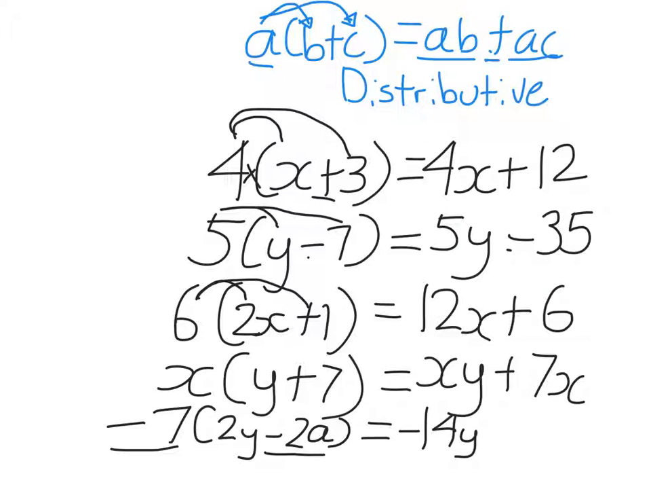So -7 times -2 gives me positive 14. So it's going to be a positive 14a. So be careful when you're using negatives. Be careful that you're getting the signs right.